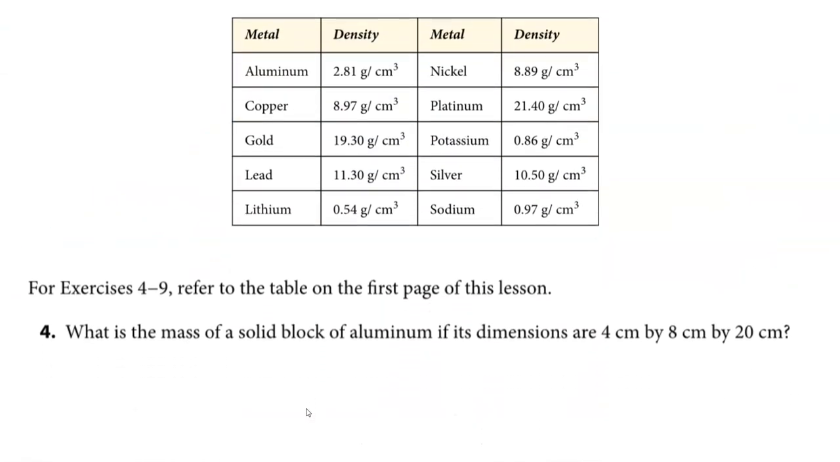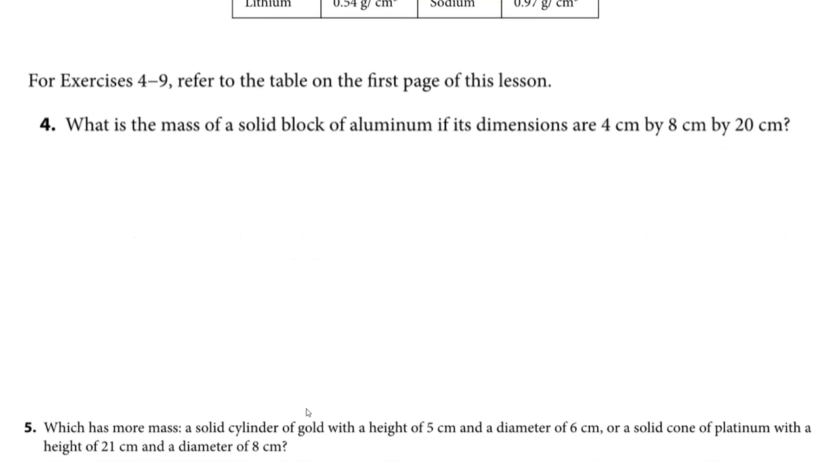Oh, so 4 through 9 are saying use this table. This is a real table of densities of different metals. Okay, so what is the mass of a solid block of aluminum if its dimensions are 4 by 8 by 20? Okay, so first let's find the volume. This is a rectangular solid. So to find the volume of a rectangular solid, we just multiply the 4 by 8 by 20.